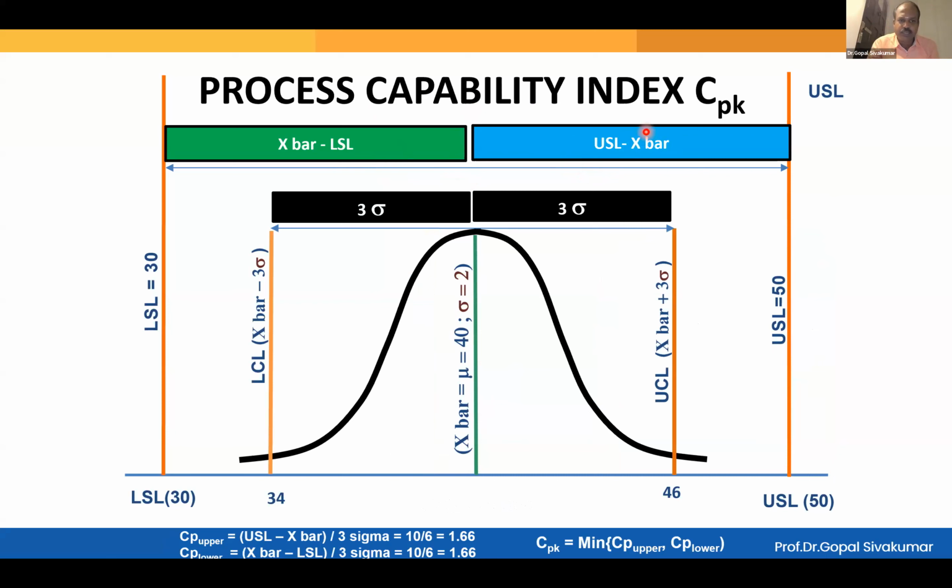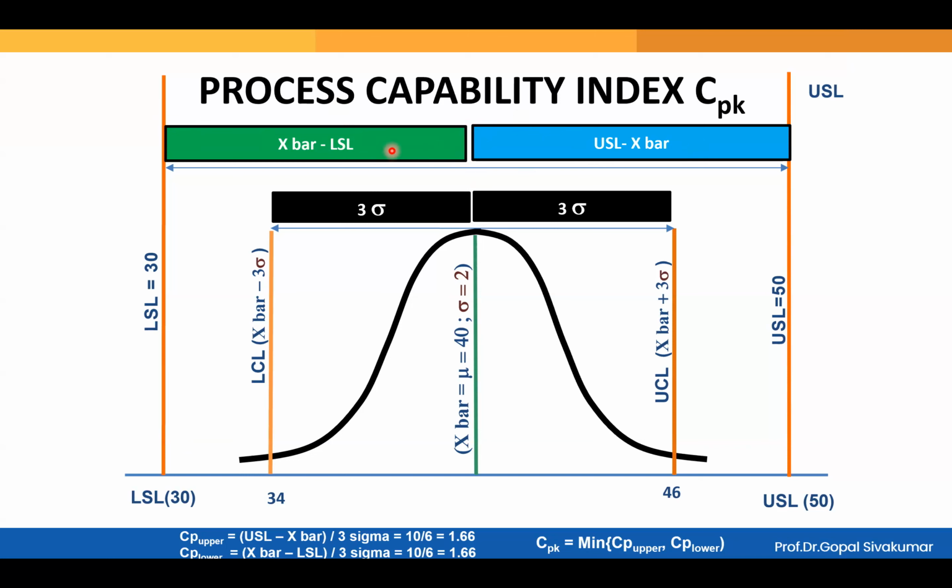Now what will be the length of blue color bar? Distance between USL and X bar. Am I right? You see here. Yes. Similarly, the length of the green color bar is X bar here, LSL here. So the difference between X bar and LSL is the length of the green bar. If the process is centered properly, then the length of the blue bar will be equal to length of the green bar. Am I correct?